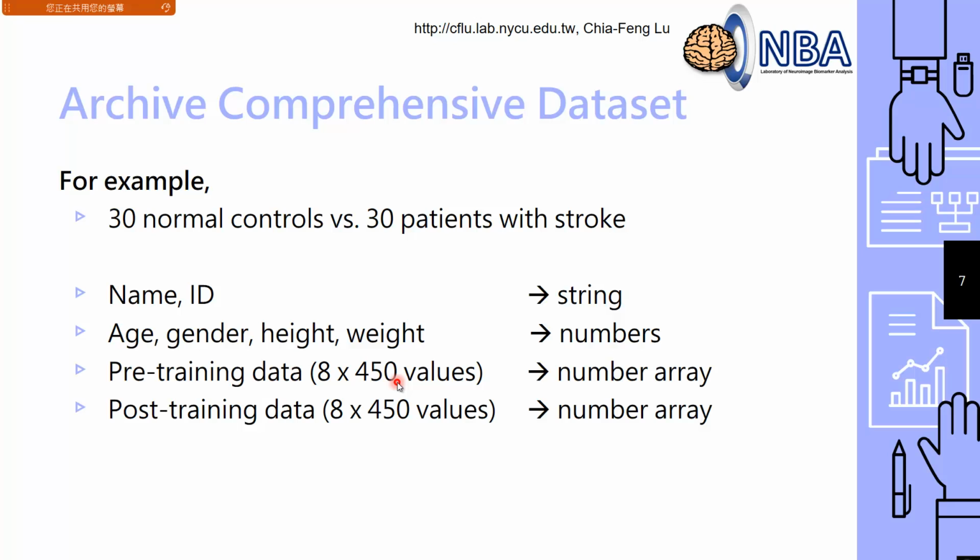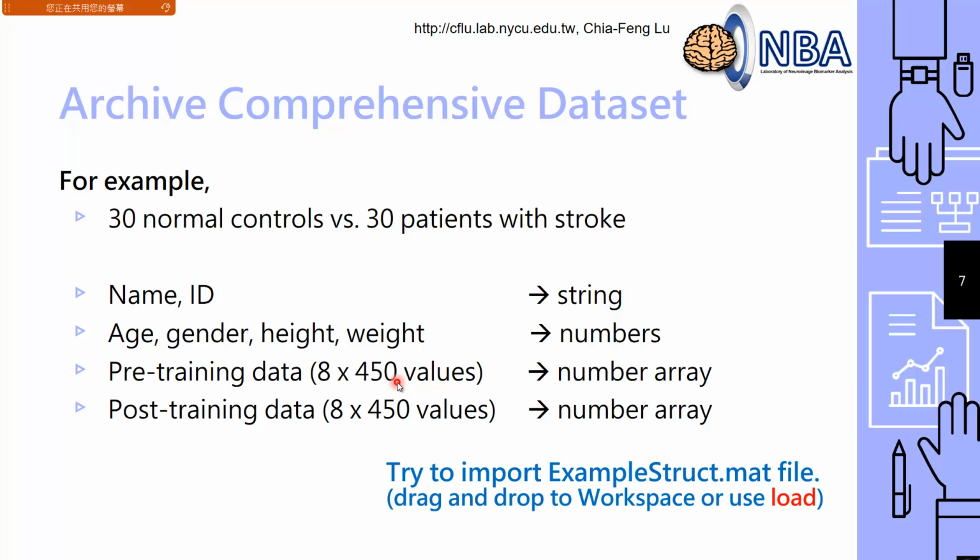Maybe one or two structure arrays. One structure array for normal controls, another structure array for patients. And I can save all the information within this kind of structure array. So what I'm going to do right now, I'm going to ask all of you to find this file within the folder that I provided to you today, my materials L5. Try to find this MATLAB file, example structure.mat.